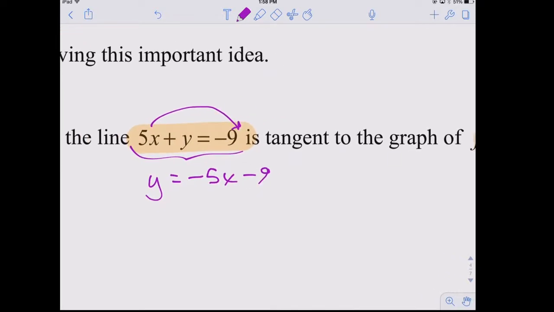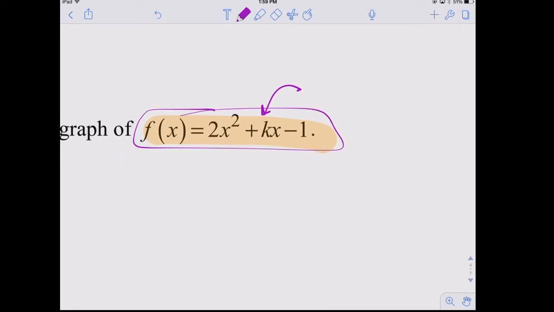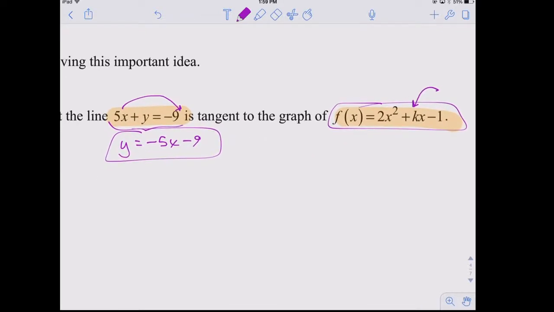There's the equation of the tangent line. Here's the equation of the function. It's already solved for f. So let's go ahead and force the y values to equal each other. I'm going to set negative 5x minus 9 equal to 2x squared plus kx minus 1. That's setting the y values equal to each other.